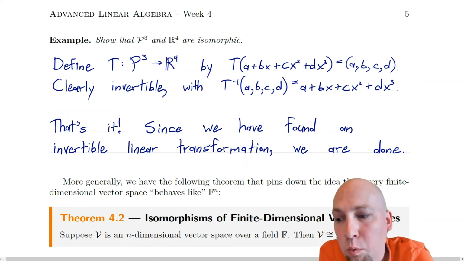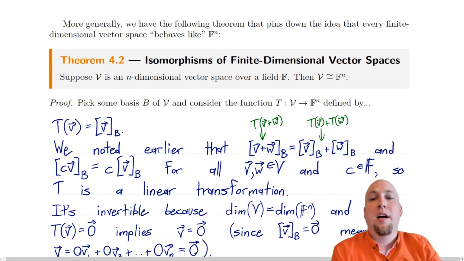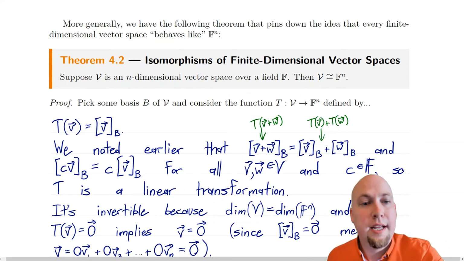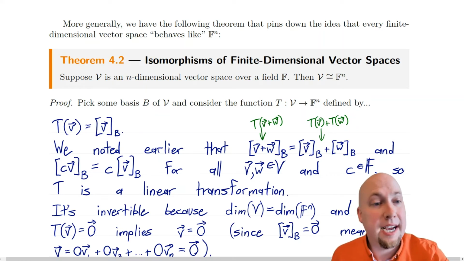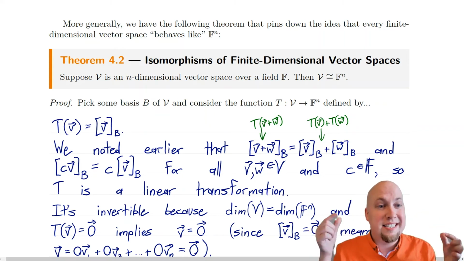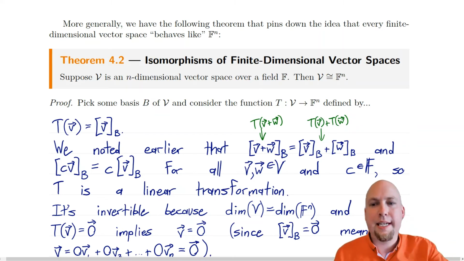All right, the same thing works in more generality. So that's what our next theorem is. Suppose that you've got some n-dimensional vector space over some field F. Well, then that vector space is isomorphic to Fn. We've been implicitly doing this for a little while, but finally we built up the terminology and the technology that we need to actually pin this down as a theorem. Every n-dimensional vector space, every finite dimensional vector space, is isomorphic to the vector space that just consists of a list of numbers. All right, so this is really, really nice, but how do we prove this?